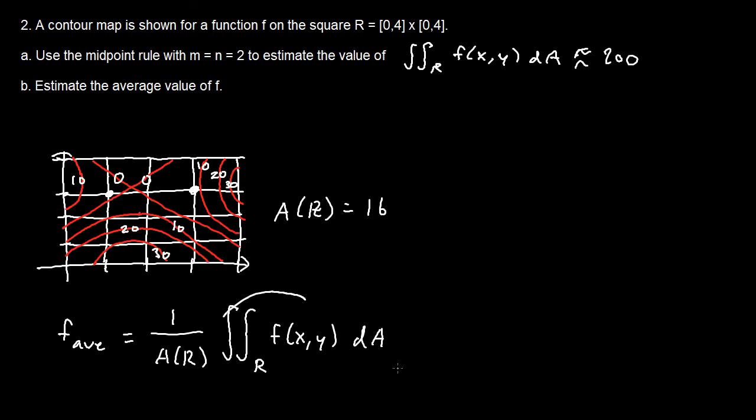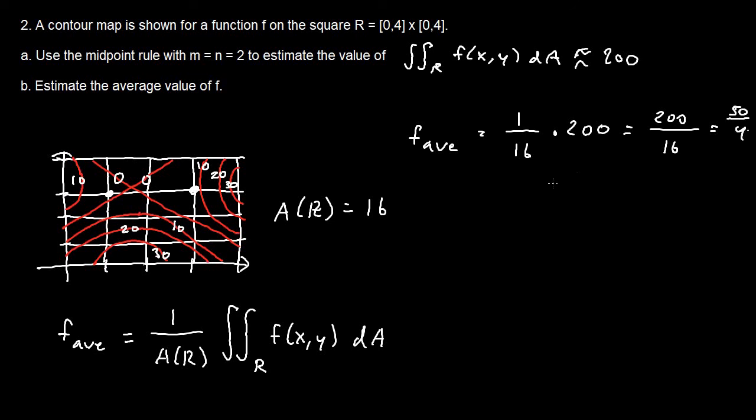Now the good thing is we've already found the double integral to be around 200, so we can use the midpoint rule to approximate the average value. So in this case, f sub average is going to be equal to 1 over A of R, which is 16, times our estimate of the double integral, which was 200. So then we get 200 over 16, or 100 over 8, or 50 over 4, and then 25 over 2. That leads to a value of around 12.5.